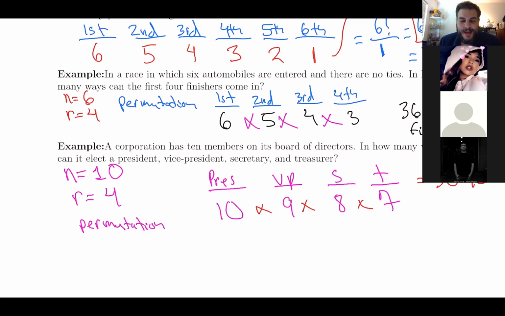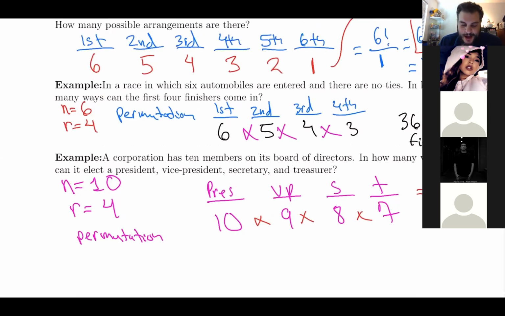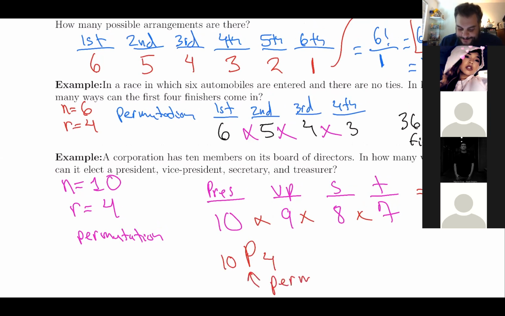Any questions in regard to these last 3 problems? No. Also, another way I could write this is 10P4. The P right here stands for permutation. Okay, so I'm going to show you how to do this also with Class Calc.